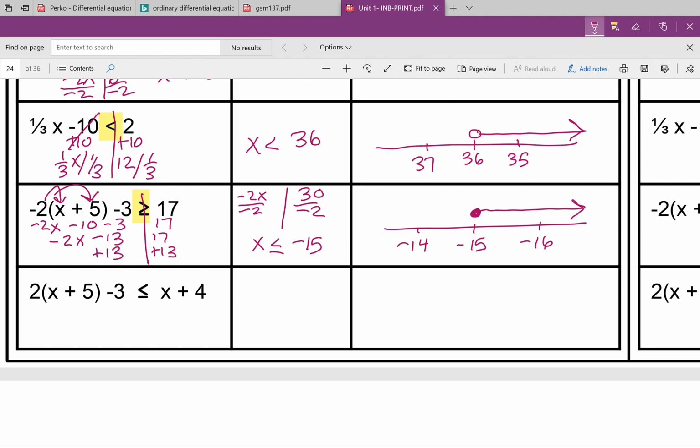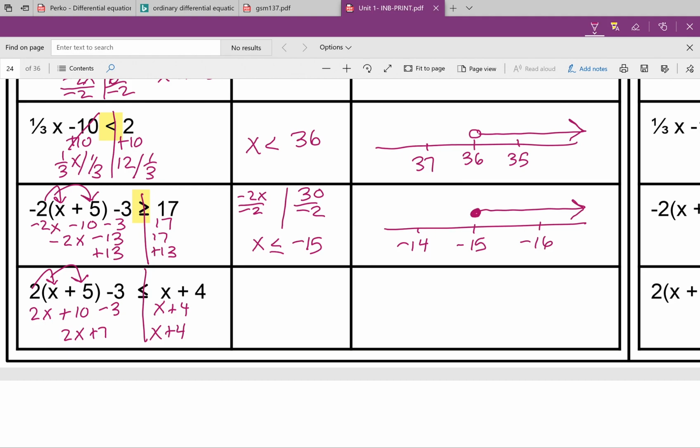Last one. Remember, when I see parentheses, I distribute. I have 2 times x, which is 2x. 2 times 5, which is 10. Bring down the -3. Bring down the x plus 4. Okay, I'm going to combine like terms. 10 minus 3 is 7. So I have 2x plus 7. And then bring down the x plus 4.